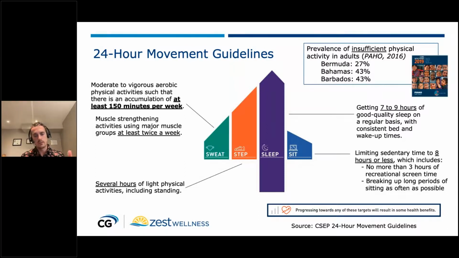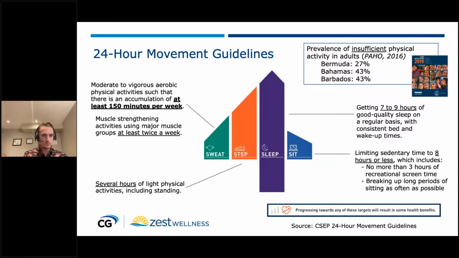And so when we're thinking about our musculoskeletal system and incorporating movement throughout our day, our goal is looking at, starting from the left right here, from sweat, step, sleep, sit, is we want to sweat. So the exercise recommendations in this regard for aerobic exercise, which is things like running and walking, or on a bike as well, is at least 150 minutes per week. And then strength training using weights and whatnot is at least twice a week.